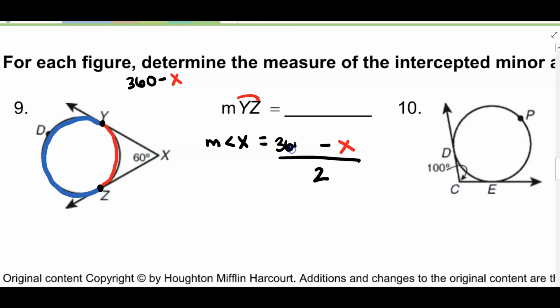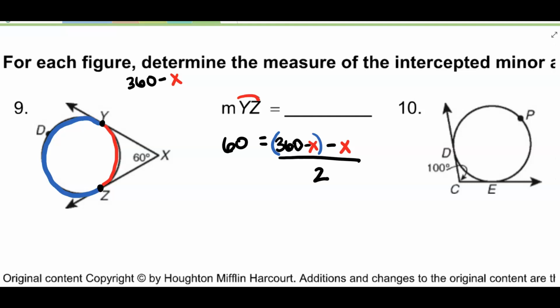So 360 minus X minus the minor arc, right? Let's tidy this up a little bit more. This is the measure of the blue arc, 360 minus X. And then we're subtracting the minor arc, divide by 2. So the measure of angle X is 60, so I'll substitute that in as well. So this is my equation, and now we use this to solve for X.